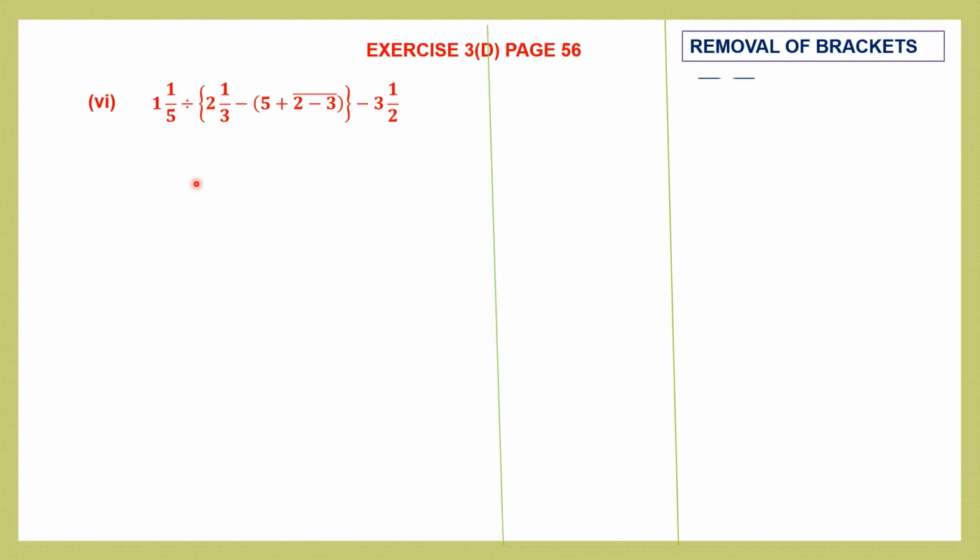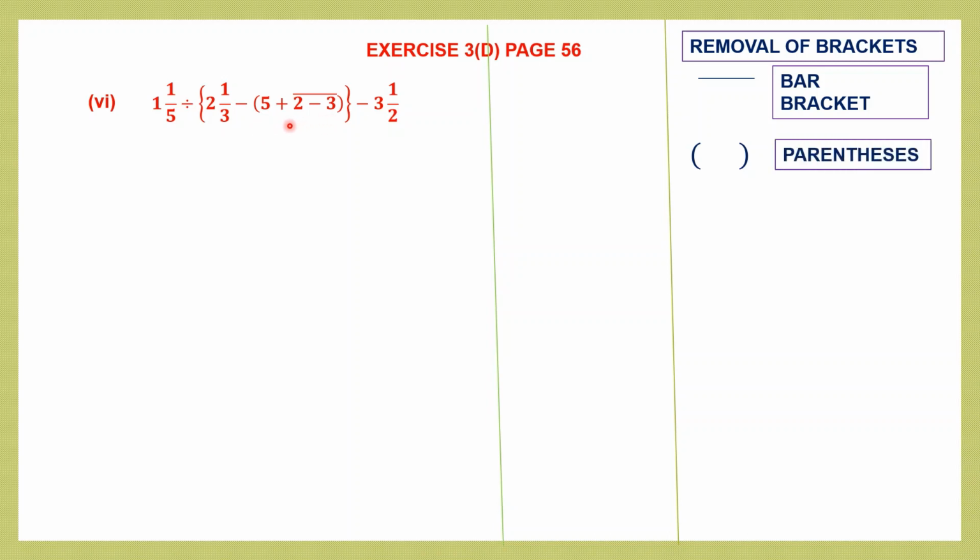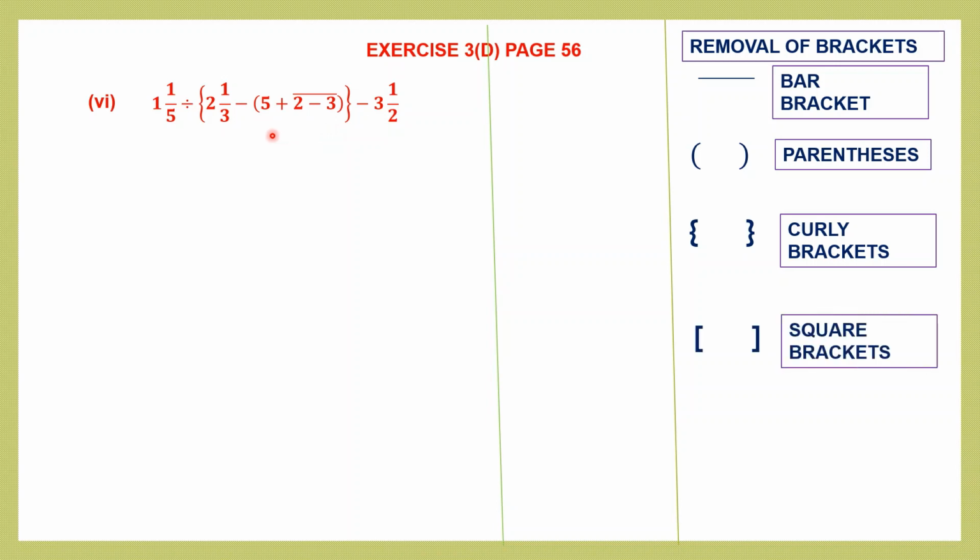So removal of brackets, we have the bar bracket above numbers. As we can see the bar bracket here, you have bar bracket above this operation, and according to BODMAS, the bar bracket has to be removed first. Then we have the parenthesis. As you can see here, these are the parentheses that have to be removed second. And then we have the curly brackets. As you can see, there are curly brackets here. That should come third in the order. And finally, if you have square brackets, you have to remove the square brackets. So this is the order in which you remove the brackets: bar bracket, parenthesis, curly brackets and the square brackets.